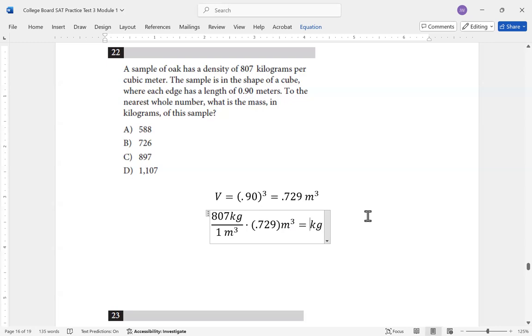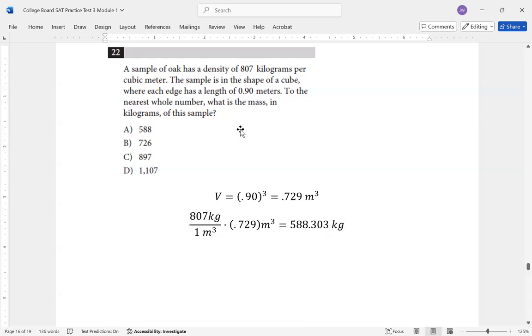And that will be, when I multiply it, 588.303. It asks me to round to the nearest whole number. So to the nearest whole number, well, that's 588. So 588 is going to be the mass of this oak cube. So A is the final answer to question 22.